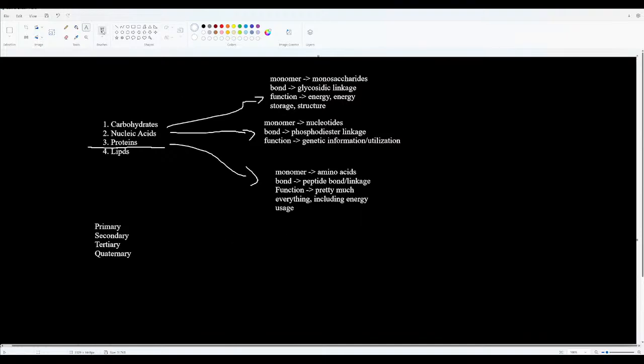So the thing about lipids is I just realized this entire time, this is humiliating. I spelled lipids incorrectly. Oh, my apologies. Lipids, not liptids. Lipids. Sorry, ignore that.